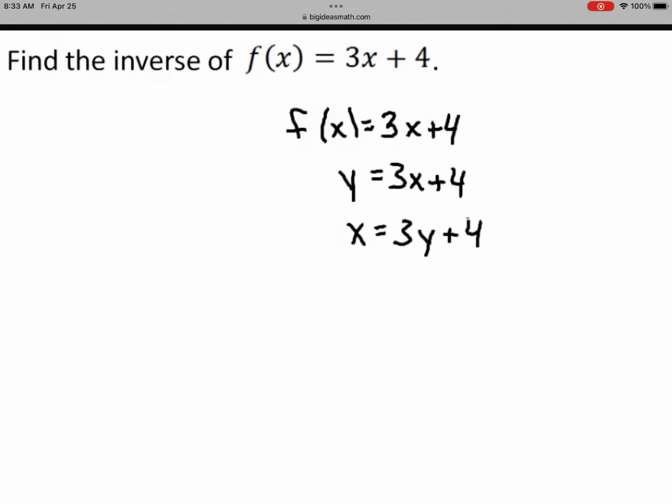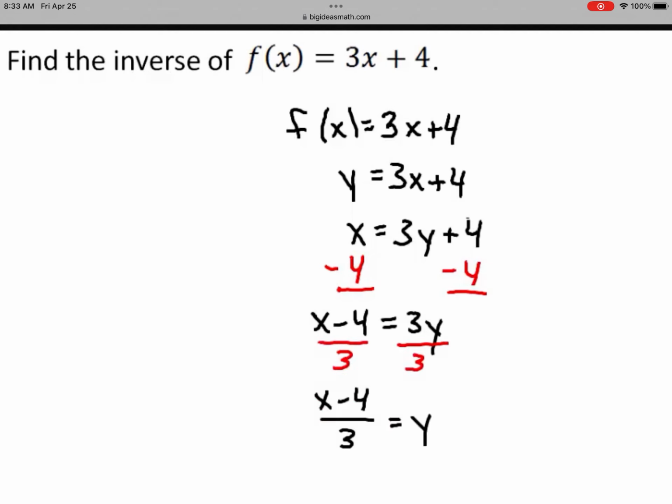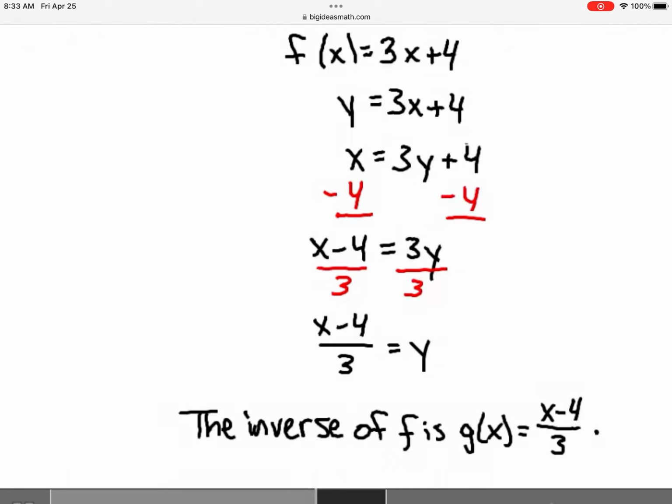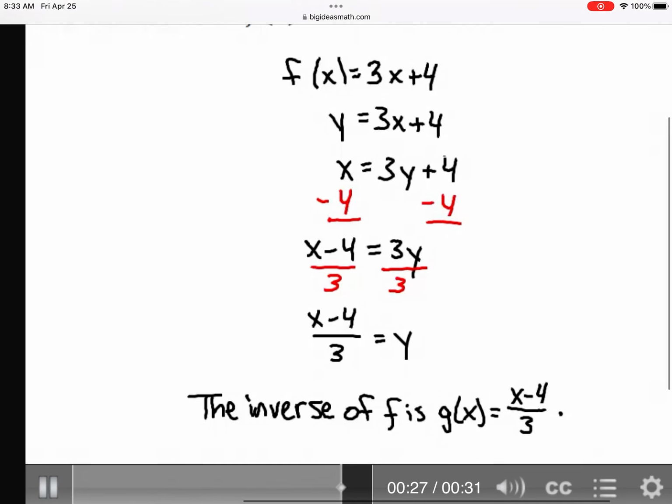To solve for y, first subtract 4 from each side, giving you x minus 4 equals 3y. Then divide each side by 3, leaving you with the quantity x minus 4 divided by 3 equals y. So the inverse of f is g of x equals the quantity x minus 4 divided by 3.